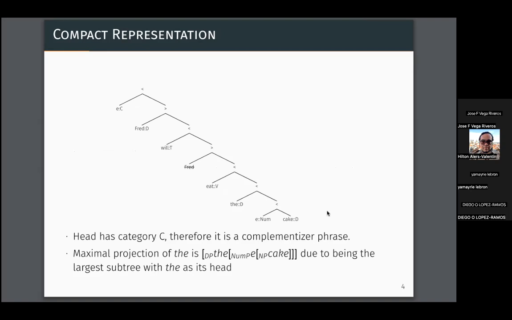So this is the representation that we're talking about. You can see that the head has a category C, therefore it's a complementizer phrase. The arrow is pointing at it, so that means it's the head. And we can also look at the maximal projection for the, which is the largest subtree with the as its head. Okay. We'll get into the details of how we construct this tree during the presentation.